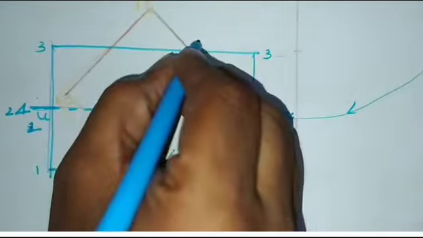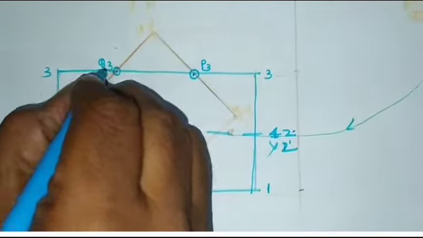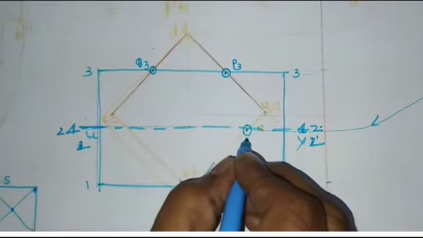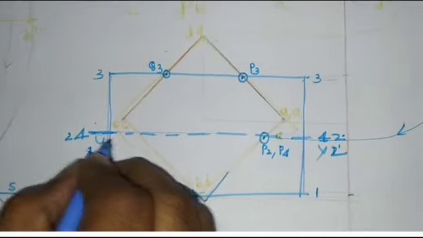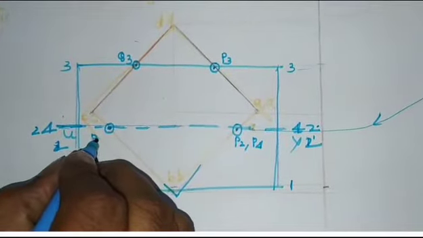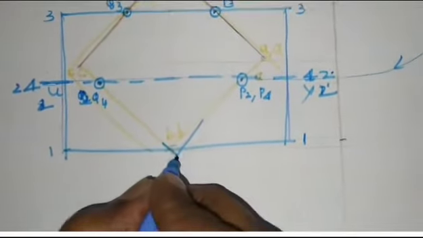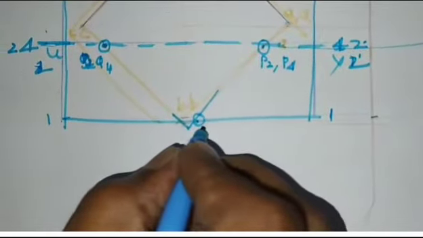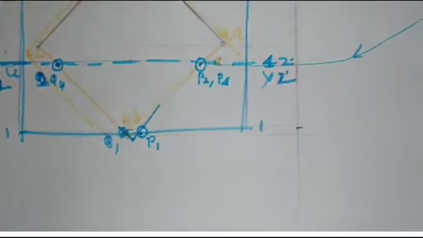Similarly for the second figure, the 3-3 line I will name as P3, Q3. This is the point P2 and P4. This is the point P2, Q2, Q4. This is the point P1. This is the point Q1.